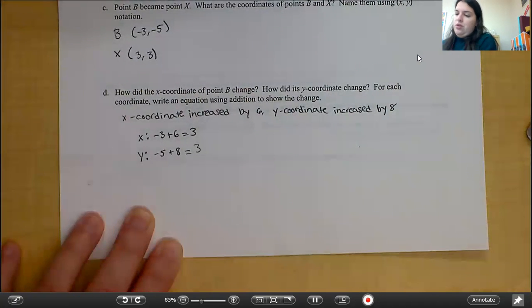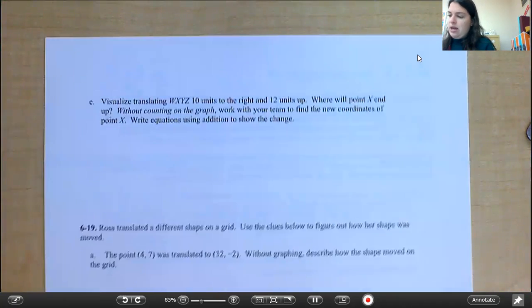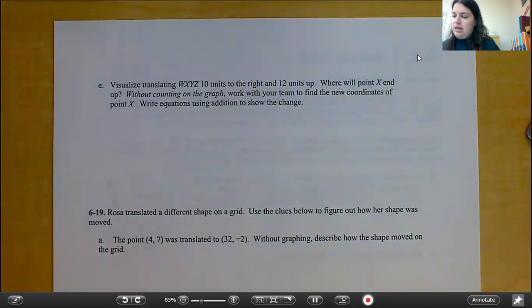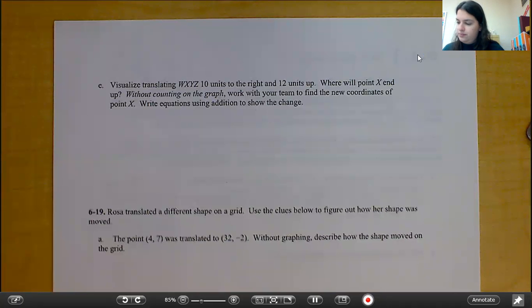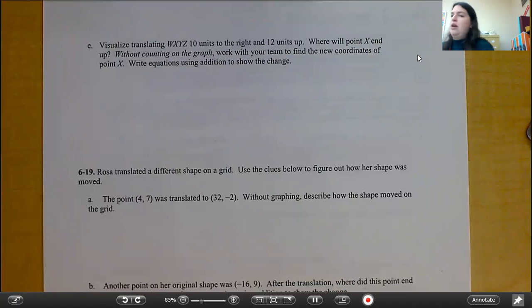So I went over this part with you for C and D because if you flip it over, I would like you to try part E on your own. It says visualize WXYZ, 10 units to the right and 12 units up. Where will point X end up? Without counting on the graph, work with your team to find the new coordinates of point X. Write equations using addition to show the change. So again, you're not going to graph this. You want to come up with equations to show the change for point X. So go ahead and pause the video and answer part E. If you're back with me, you have answered part E, and we are going to save it.